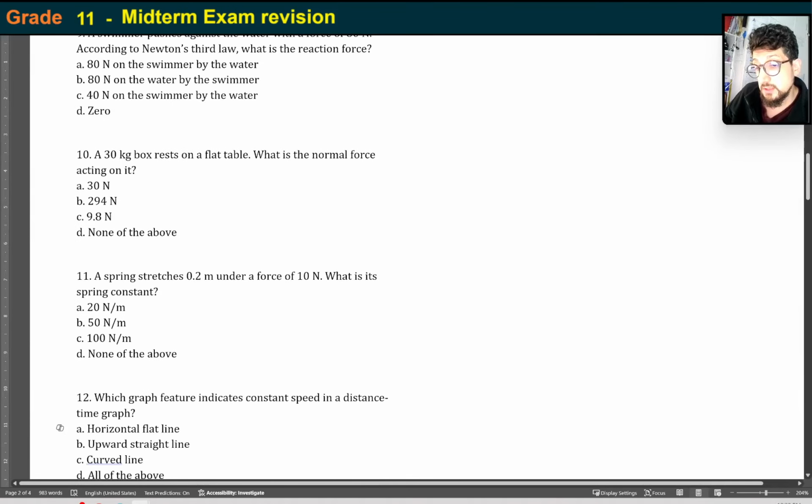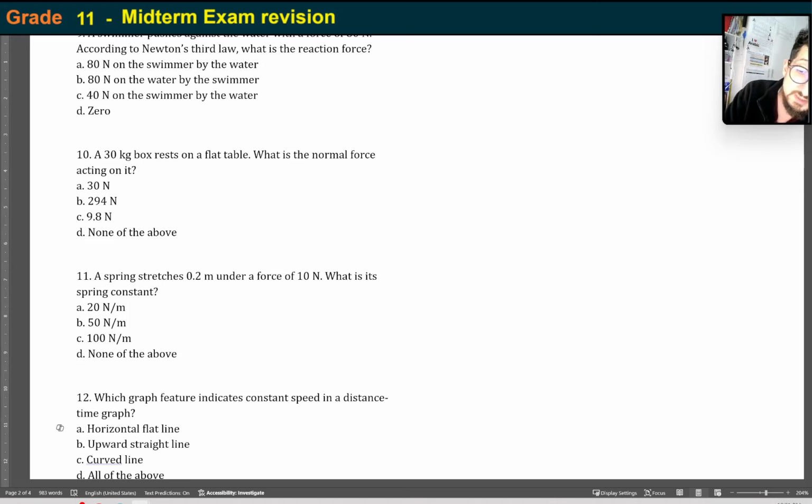Number 9, a swimmer pushes against the water with a force of 80 newtons. According to Newton's third law, what is the reaction force? It's going to be 80 newtons on the swimmer by the water, because he's putting 80 newtons against the water, and the water is going to be pushing back with 80 newtons. If I want to jump, I push down on the floor and I jump up in the air because I put a force down on the floor, and that force is going to be pushing up against me.